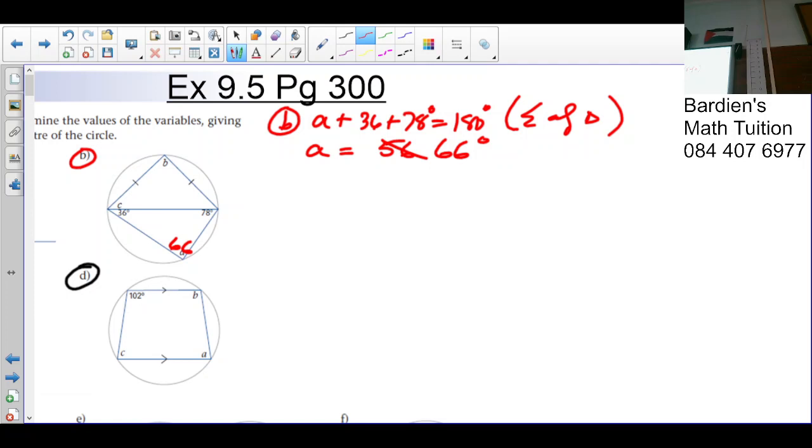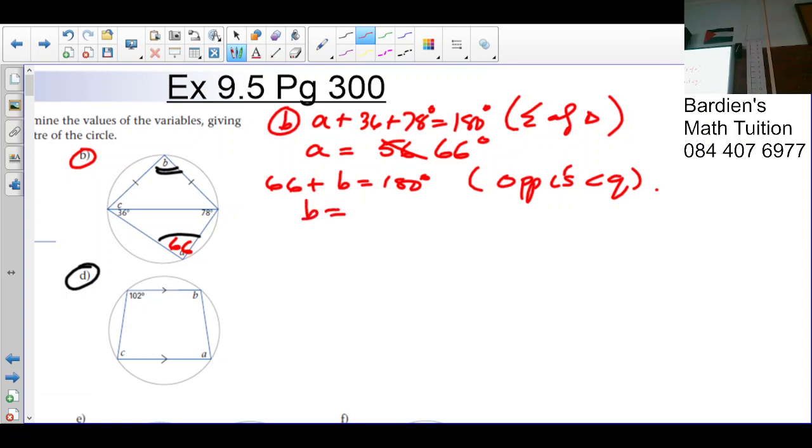I'm going to calculate B. Opposite angles of a cyclic chord are supplementary. So I got 66 plus B equals 180. Opposite angles of a cyclic chord. So B works out to be 180 minus 66, which is 114. You all okay with that?